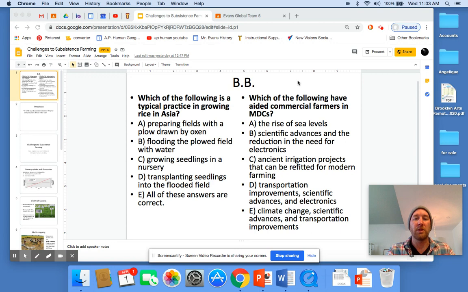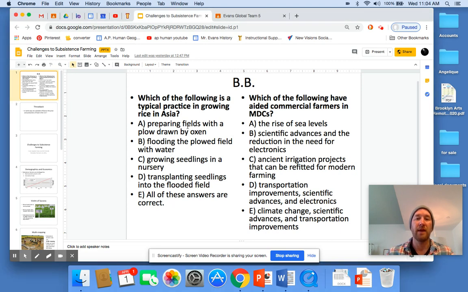All right, warm-up questions. Which of the following is a typical practice in growing rice in Asia? Preparing fields with a plow drawn by oxen, flooding the plowed field with water, growing seedlings in a nursery, transplanting seedlings to the flooded field, all of the above. The answer is all of the above.